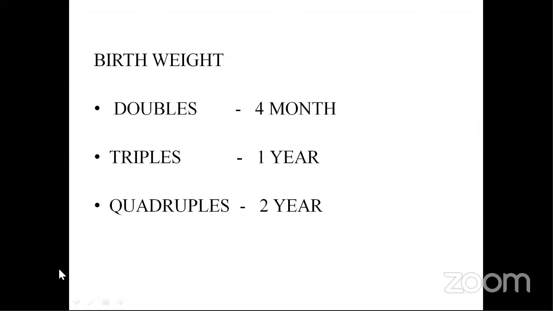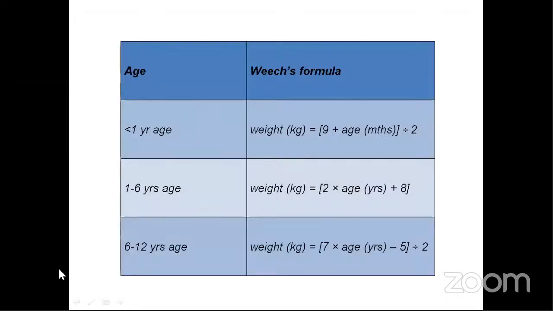So you need not remember all the birth weights or all the weights of the different age groups. There are certain important things which you should remember. The average birth weight of an Indian child is 3 kgs. Birth weight doubles by 4 months, triples by 1 year, and quadruples by 2 years. Just remember these 3 important points.